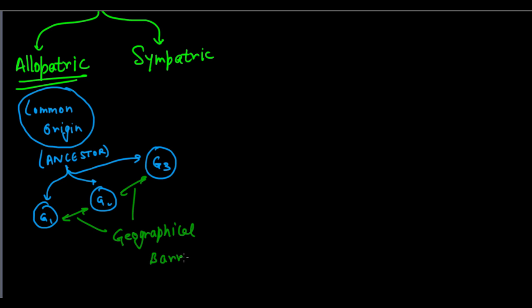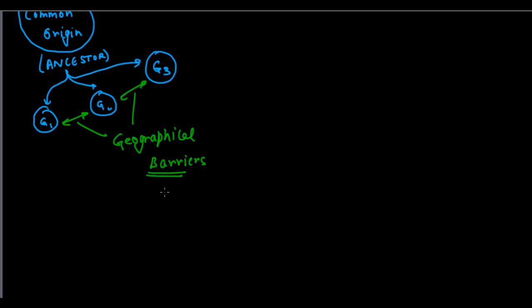Right? So geographical barriers. These geographical barriers are barriers which prevent the groups which have separated from the ancestor from mingling and reproducing with each other. Therefore, they prevent cross-reproduction between the groups, right? So they are forced to reproduce amongst themselves. Group 1 has to reproduce amongst itself, group 2 amongst itself, group 3 amongst itself.